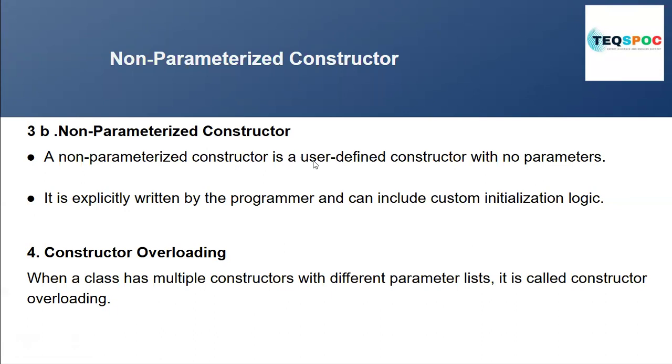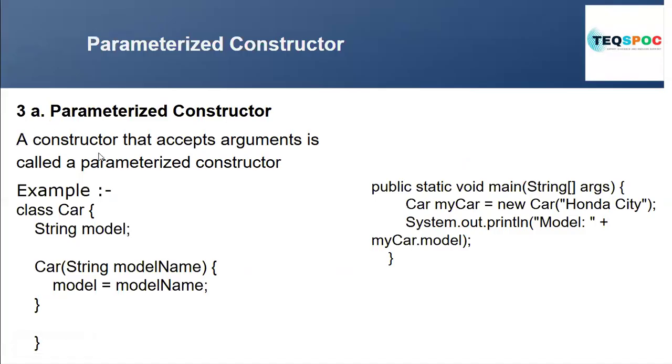A non-parameterized constructor is a user-defined constructor with no parameter. It is explicitly written by the programmer and can include custom initialization logic. Similarly, a parameterized constructor accepts arguments. When you pass an argument inside a constructor, it is parameterized, and when there is no argument, it is non-parameterized.